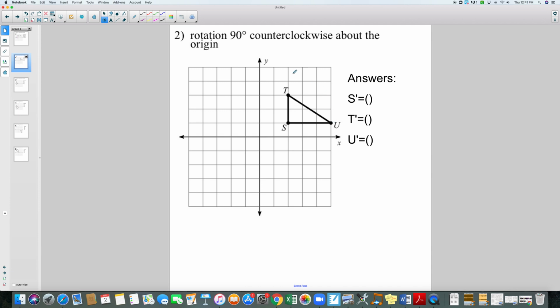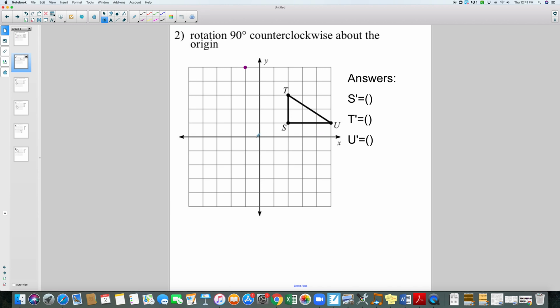We're going to go counterclockwise, 90 degrees. So if we do so, we know that from here it's 5 away. So 1, 2, 3, 4, 5, and we also know that U is one space away from our axis line. So we just go over 1, plot our point, and we have U prime.